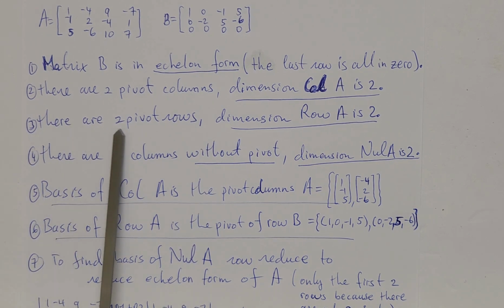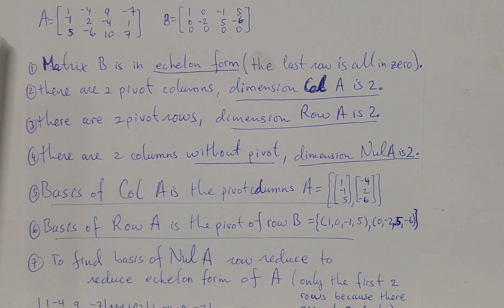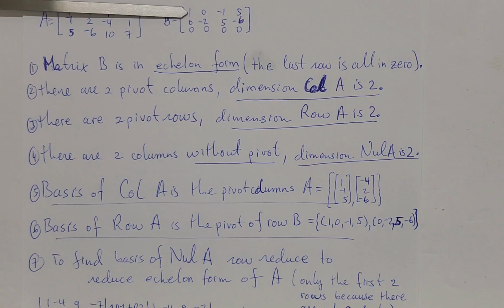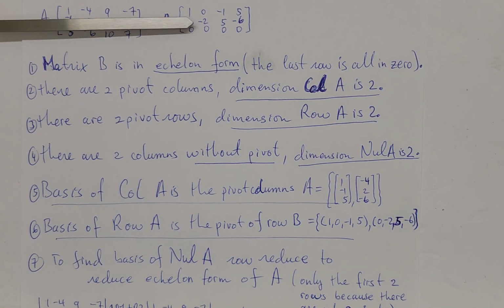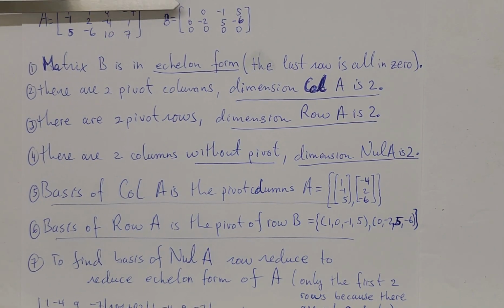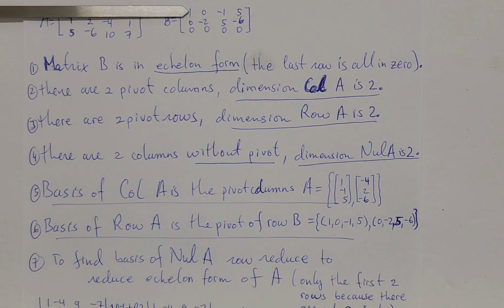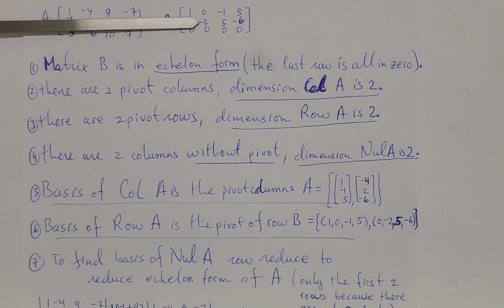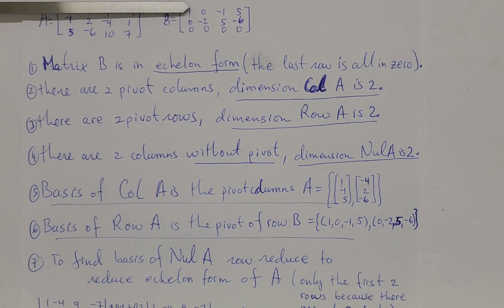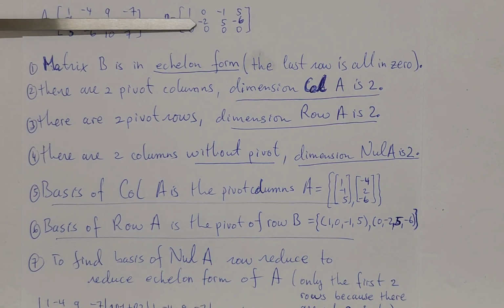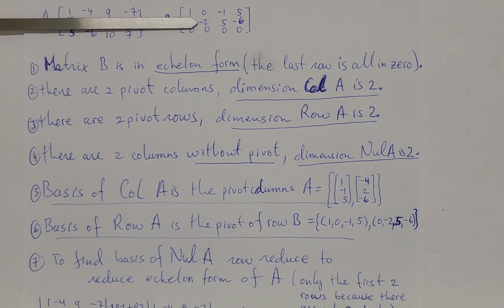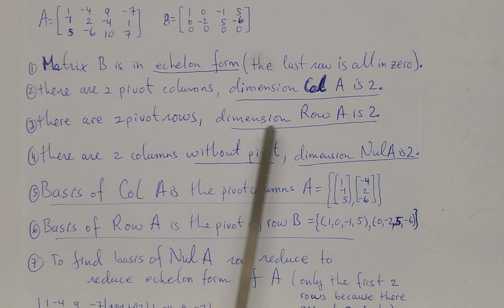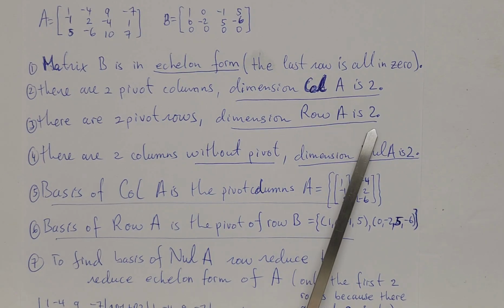3. There are 2 pivot rows. Here's the first pivot row, here's the second pivot row. So therefore the dimension of row A is 2.